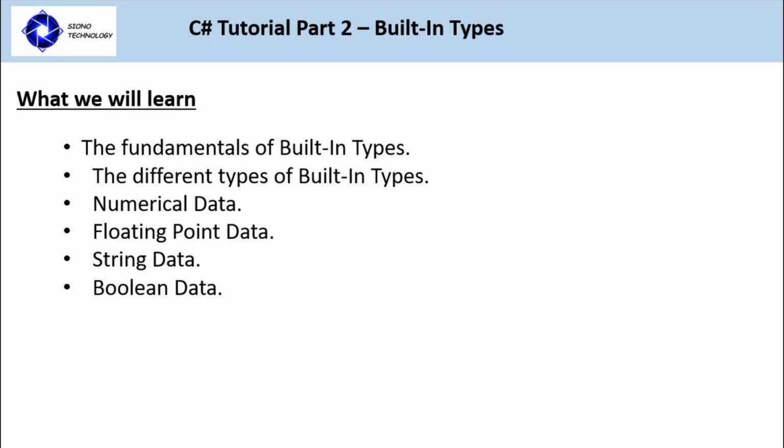Built-in types are basically different types of data that are built directly into the language. These types represent the most common kinds of data you'll work with, such as numbers, text, true or false values, and so on. In this lesson, we will give an overview of the different types of data. We will then go into some of these in more detail in the next few lessons.